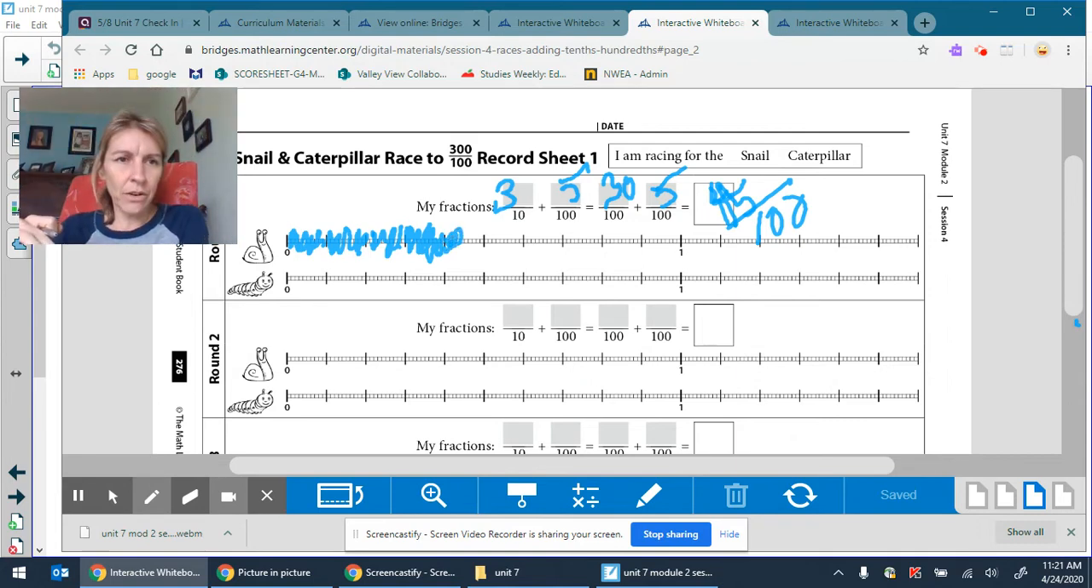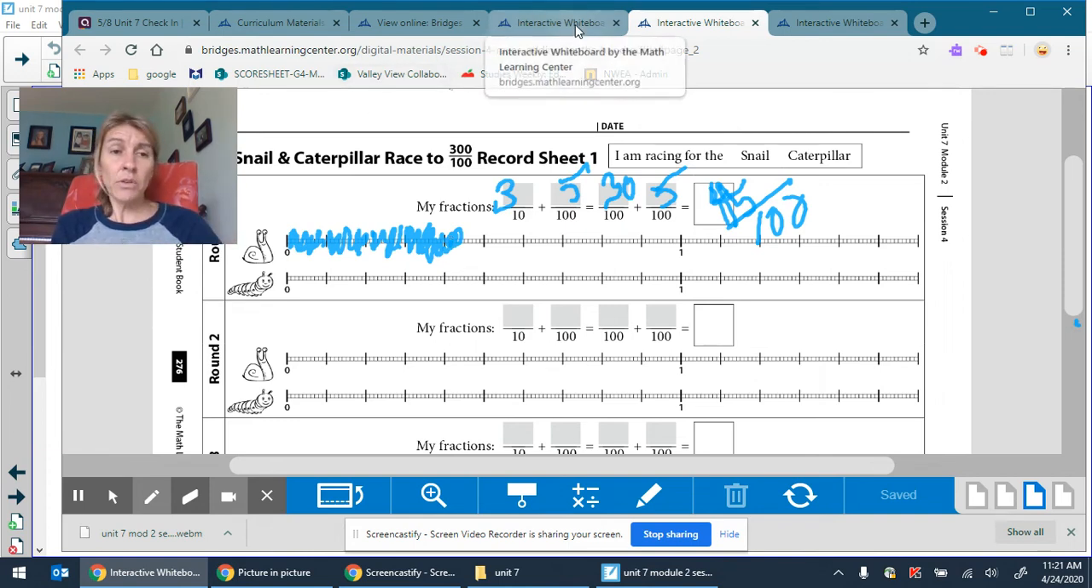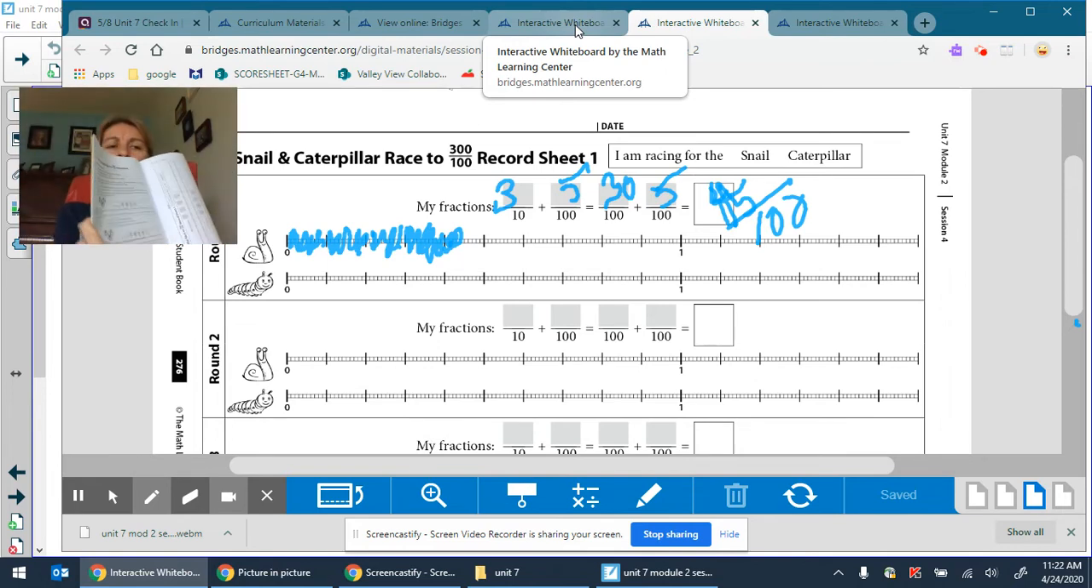And then it's like first to get across. So it's just practicing tenths and hundredths, switching them to be hundredths, then adding the numerators together. That's the snail and caterpillar race. It's who can get the furthest in a certain number of turns. You're not doing it. It would just be extra practice. I mean, you could try it at home. And the directions, let's see if the directions are in your student book. They are. So the directions are here.